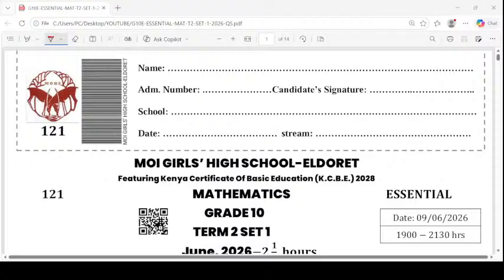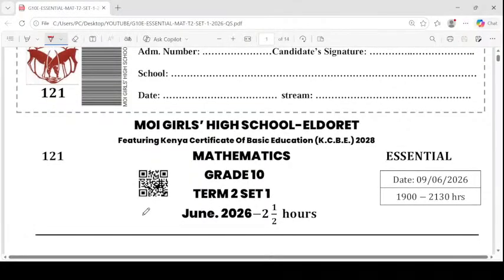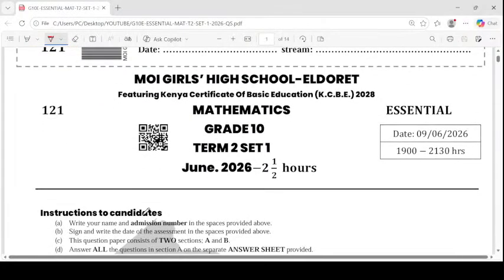So straight away, we are going to question number 1 of this paper. It's a very good paper, dear learners, that helps to build your skills. A very good essential paper.